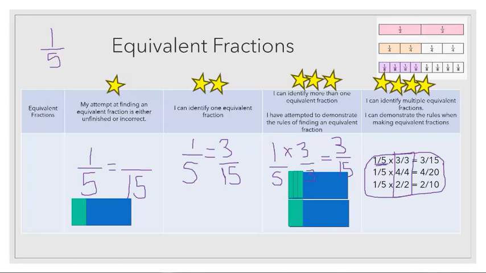So now go through the rest of the lesson. Now that we have a good understanding of what we're looking for from the rubric, go through the rest of the lesson and complete the worksheet. Aim for 4 stars and see how you go. Good luck with that, guys. Thanks.